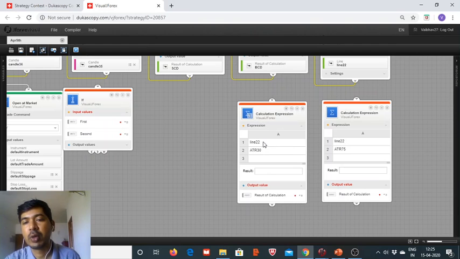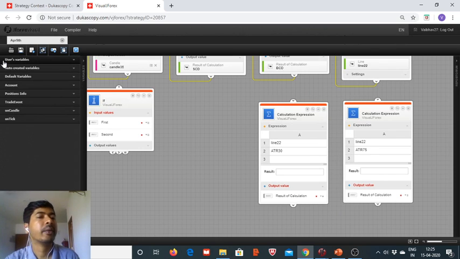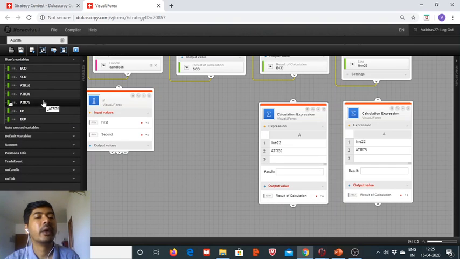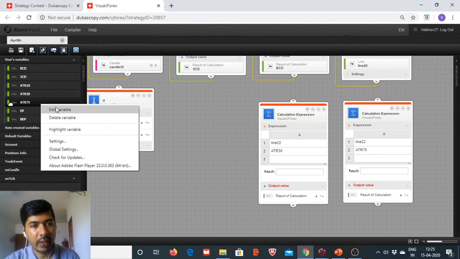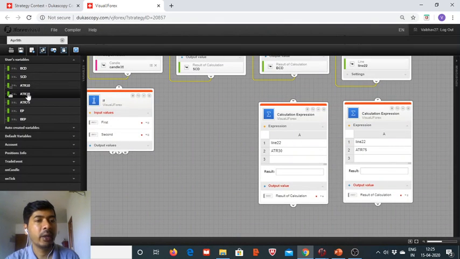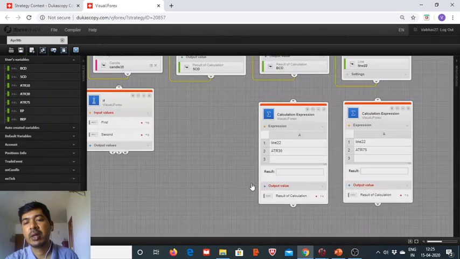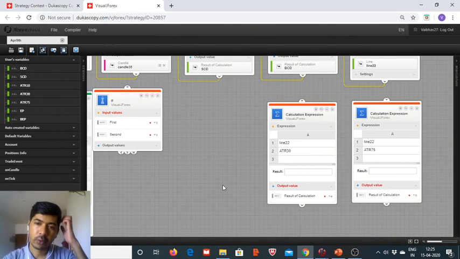This line 22 is the ATR, and the ATR 30 is 30% of the ATR, and ATR 75, these variables are there to define the 75% of the ATR range. We will be multiplying the ATR by 0.30 and 0.75. So that's it.